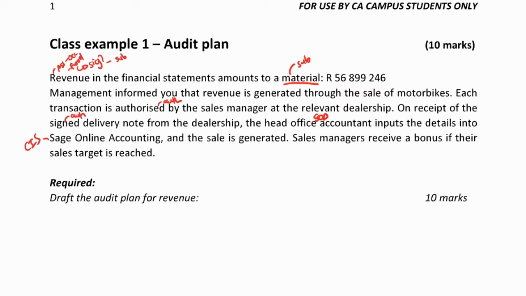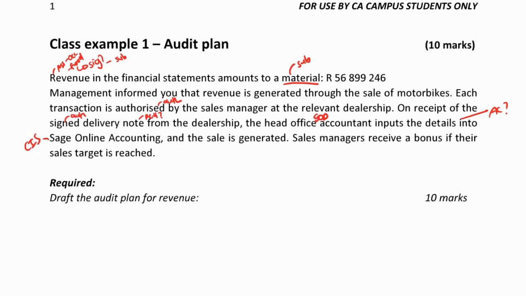I do just want to put a question mark here. Do they have access controls for inputting the details? Also want to make a note here. Is it pre-numbered, this delivery note? And the sale is generated.